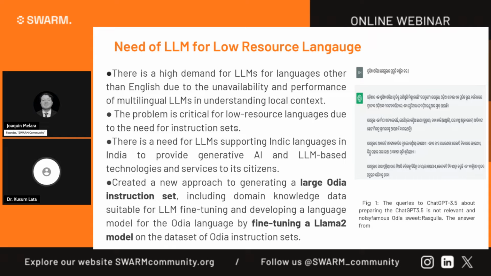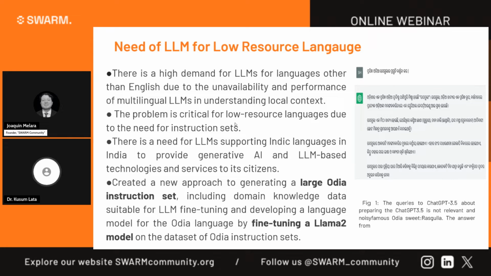Now recently LLM models are in demand, as English already has rich resources and tools available. Due to the unavailability, and I can say the performance also, there are multilingual LLM models. Again, ChatGPT is also supporting some Indic languages, but these have some limitations. They do not understand the local context, in what context the question was asked. So these problems are very critical for low resource languages, because of the need for an instruction set.